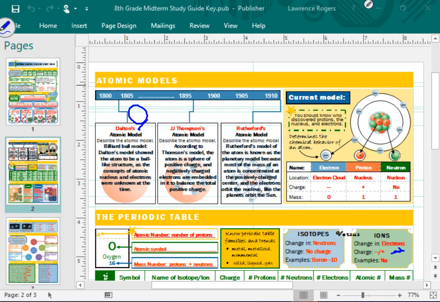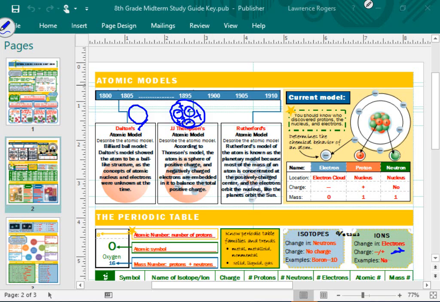Now, essentially in your picture, you have what they call the plum pudding model, which is negatively charged particles with enough positive charge to help separate them. That way they don't essentially repel each other. Right? And then last but not least, we have Rutherford with the gold foil experiment.